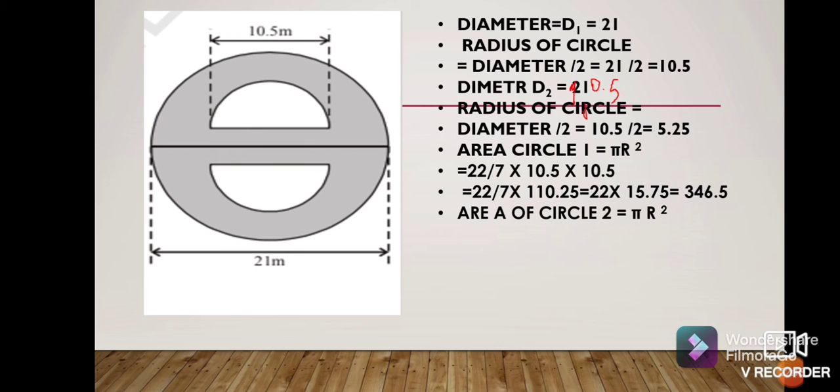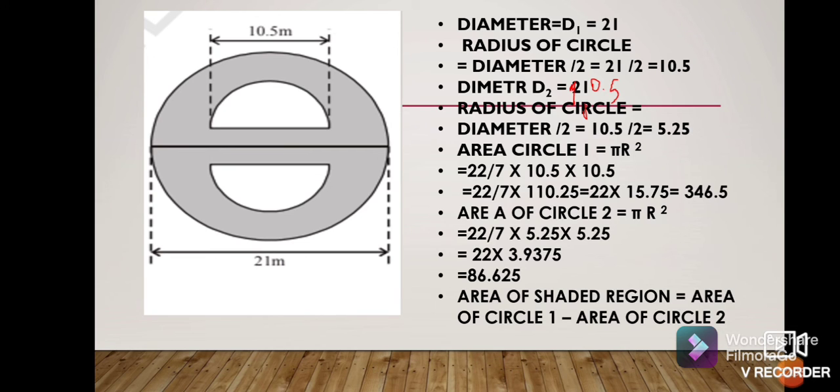Now area of circle 2, that is the small circle. By applying pi r square, we get 22 by 7 into 5.25 into 5.25. So then on multiplication, we get 22 into 3.9375. However, we get 86.625. Now we need to get the shaded region. So area of the circle 1 minus area of the circle 2. Then we get 346.5 minus 86.625, that is equal to 259.875.